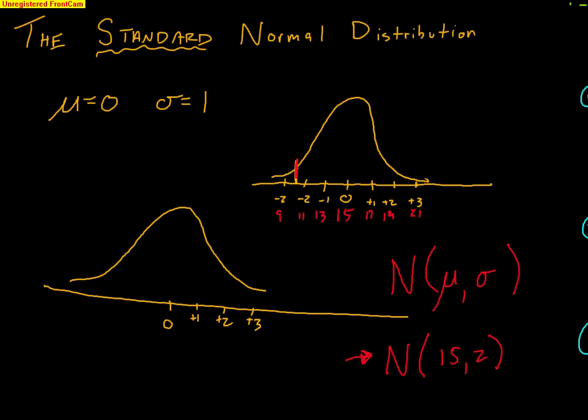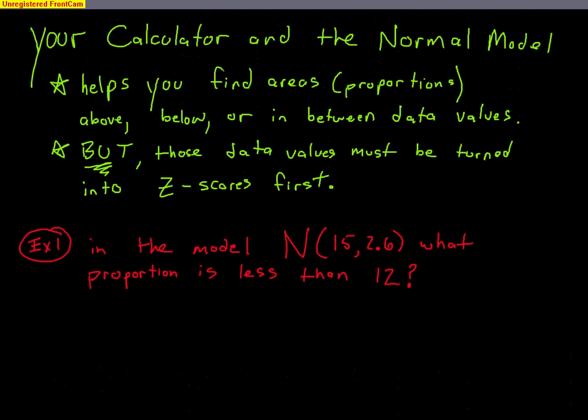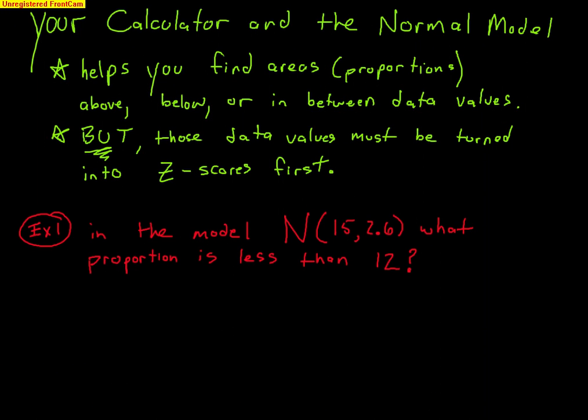So hopefully you now have a little idea of a normal model, and let's take a look at some examples. Now, our calculator is beautifully set to help us with normal models. So I'm going to teach you about how it does that. So, your calculator and the normal model. The calculator can help you find areas or proportions above, below, or in between data values. But those data values must be turned into z-scores first, because your calculator speaks one language and one language only. It's like the universal language of statistics, that is z-scores.